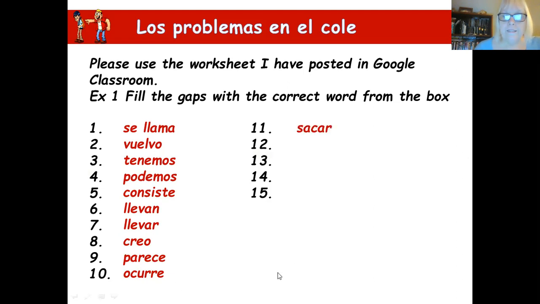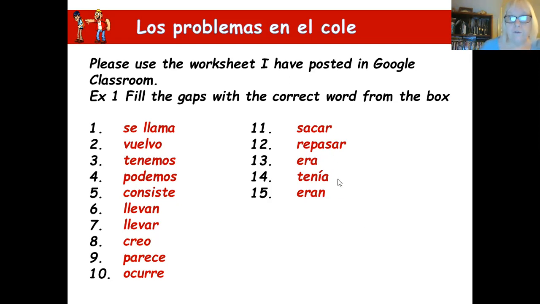Número 11, sacar, it's the infinitive. Número 12, repasar. Era, that's your first imperfect tense. It's talking about what the old school was like, what the primary school was like. Tenía, I used to have, or he used to have. Eran, they were. It's the plural. So there's era, it was. Eran, they were. Okay, so those are the gaps that you should have filled.